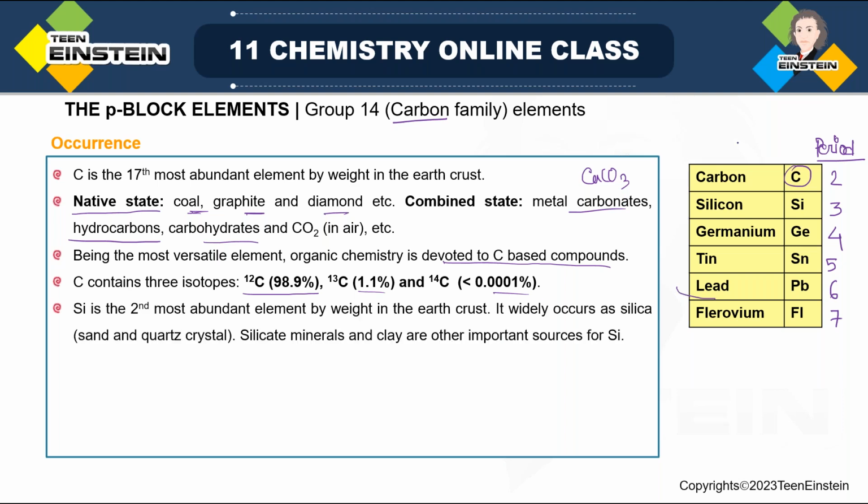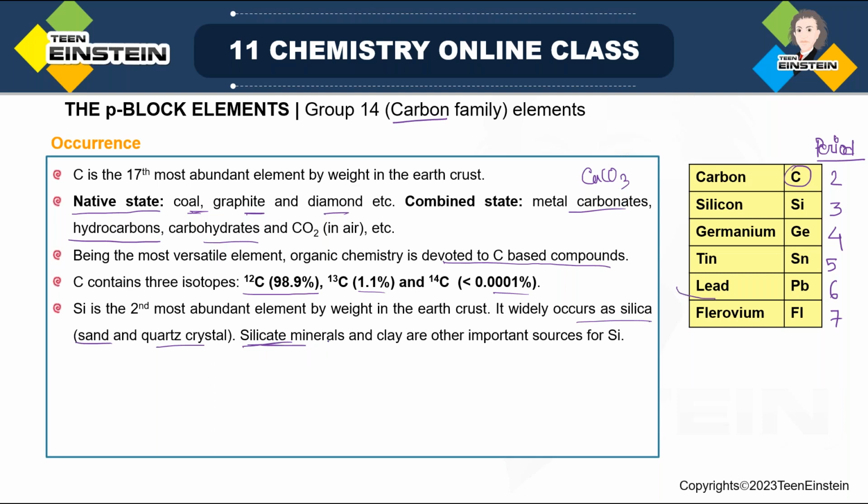The next element is silicon. Silicon is the second most abundant element by weight in the earth crust. How does it occur? It occurs in the form of silica. Now, when we are saying silica, there are many forms like sand, quartz, crystal. There are also silicate minerals.